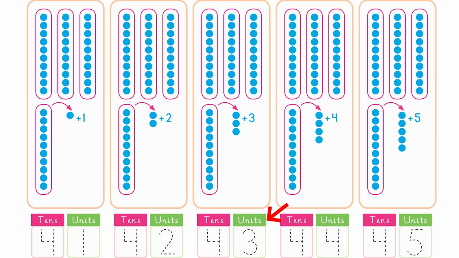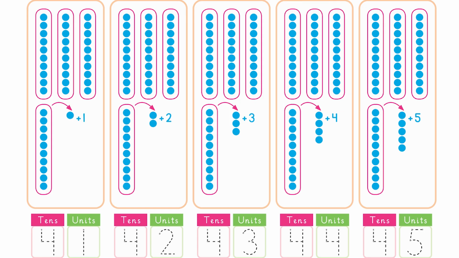The next number is 43. 10, 20, 30, 40 plus 3, 43. Trace and write. After 43, it's 44: 10, 20, 30, 40 plus 4, 41, 42, 43 and 44. Trace it and then write it.